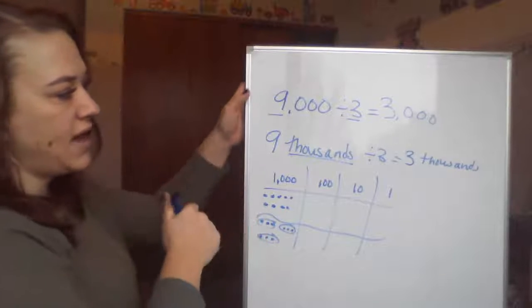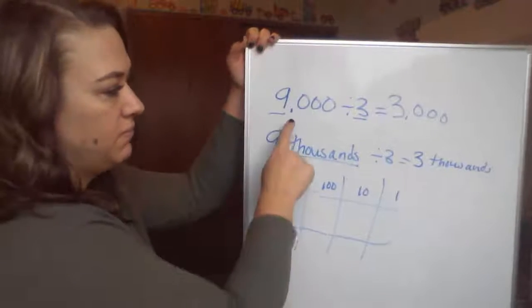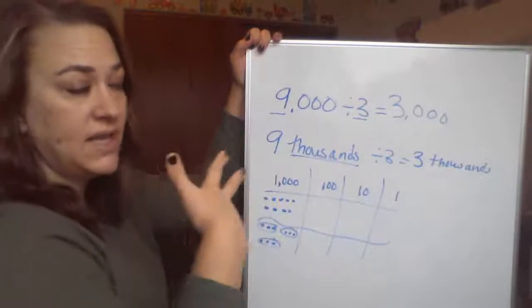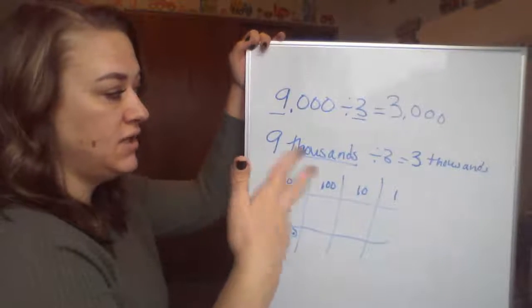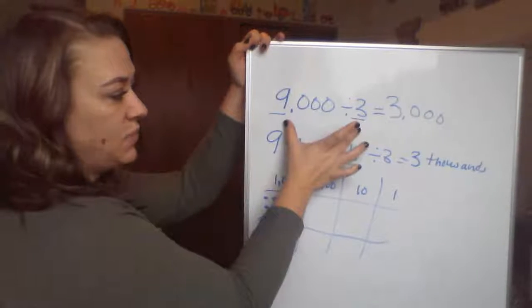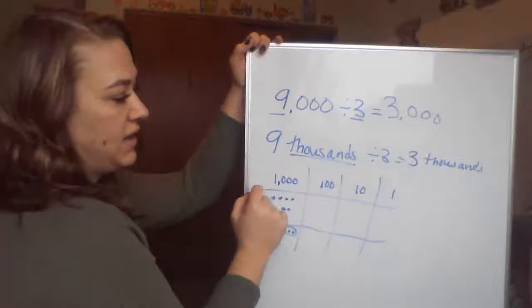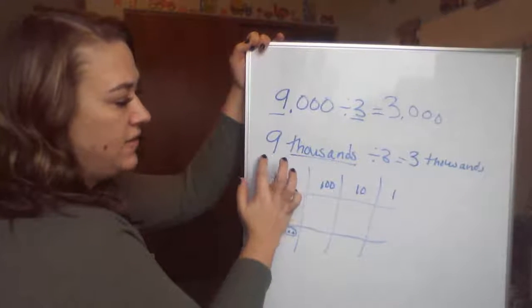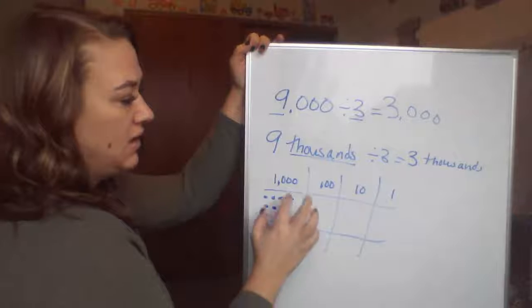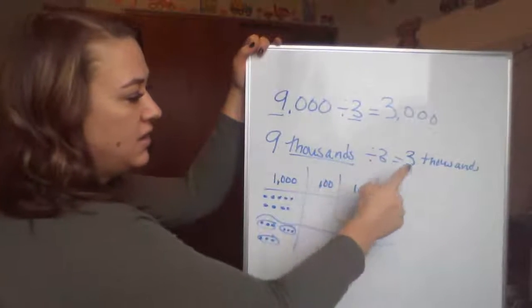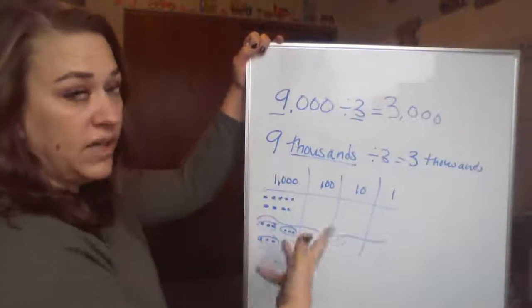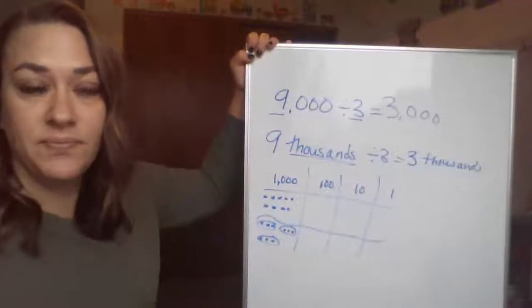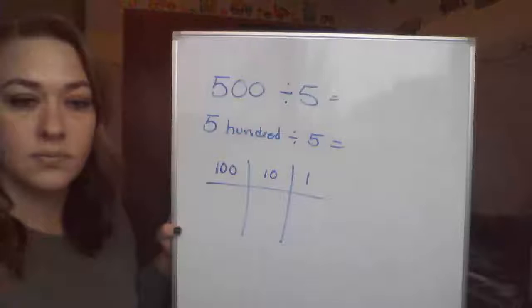Okay, so if I have zeros in all my other place values, you can use this strategy to help you. Just divide your basic ones, add your zeros back in. You can rewrite it in word form so you can really see, okay, I have 9 thousands divided by 3. Well, 9 divided by 3 is 3, but it's not just 3, it's 3 thousands. Okay, all right, let's do a few more.